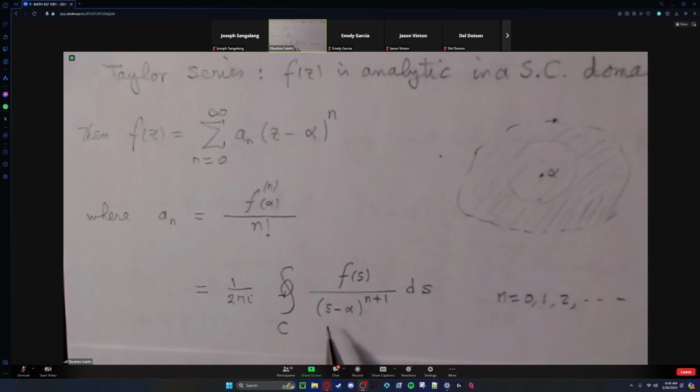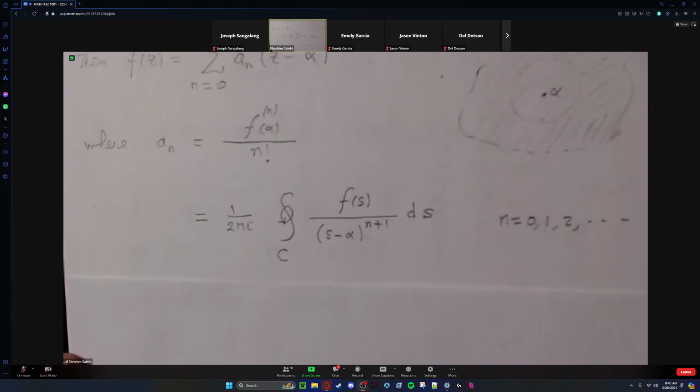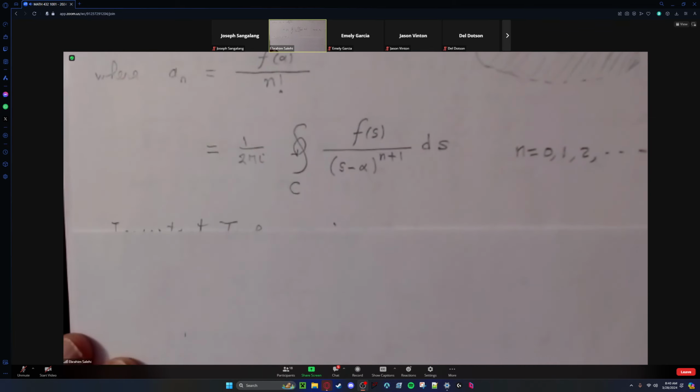And in the denominator, you have s, the variable of integration, s minus alpha to the n plus 1. So that gives you the Taylor series. But the fact is, when you write the Taylor series and later the Laurent series, these series are unique. And a lot of the time, we use shortcuts. That's easier to write the Taylor series or Laurent series. And for doing the shortcut, we use the Taylor series of important functions.